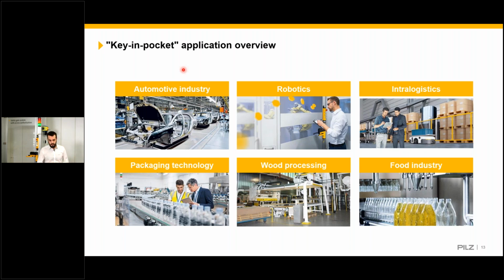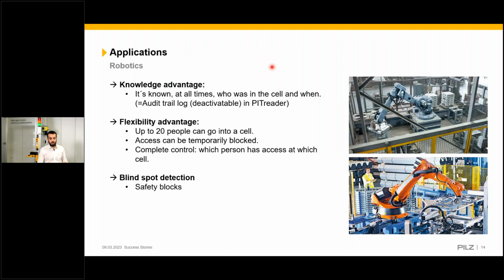All right. And let's jump into some benefits that we have, for instance, in the robotic sector. And first of all, again, is the knowledge advantage that we have. So as mentioned, we know who wants to go inside the dangerous area, and we can allow them or not. But we can also track this information, and we can know who was in the dangerous area and when it was. So it's also useful for the KPIs and so on from the production side.